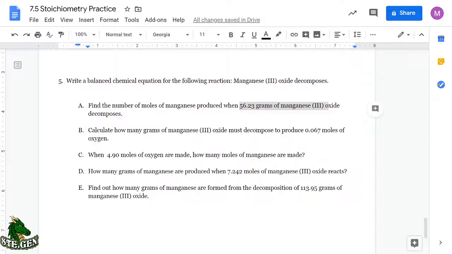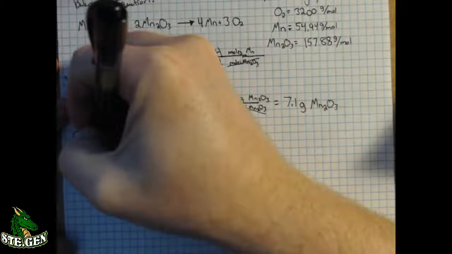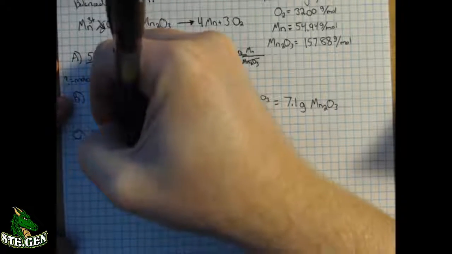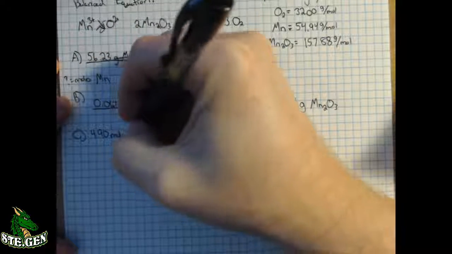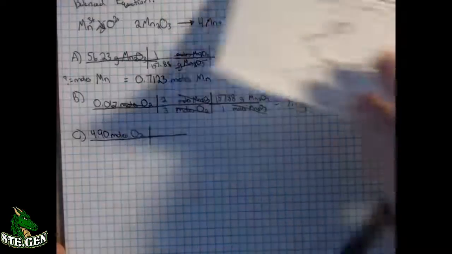Okay, so now for question C. When 4.90 moles of oxygen are made, how many moles of manganese are also made? So we go back to our hand cam. 4.90 moles of oxygen is what we're going to start with. And this time it just says we want to go from moles of oxygen to moles of manganese.